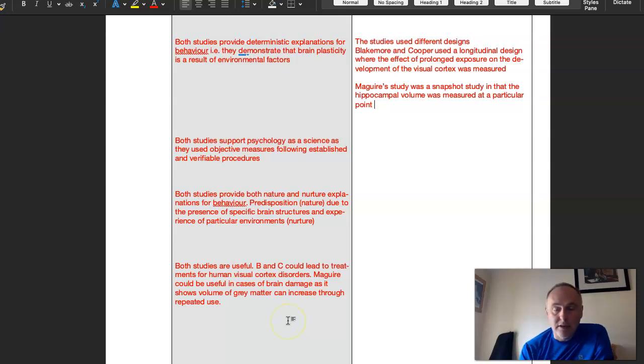There are loads and loads of other things you could have got down, but I just wanted to share those with you to make sure that you didn't get stuck on these particular pairs of studies, because it can be a bit more of a tricky one to do. Spend time going through that, make sure you understand it.